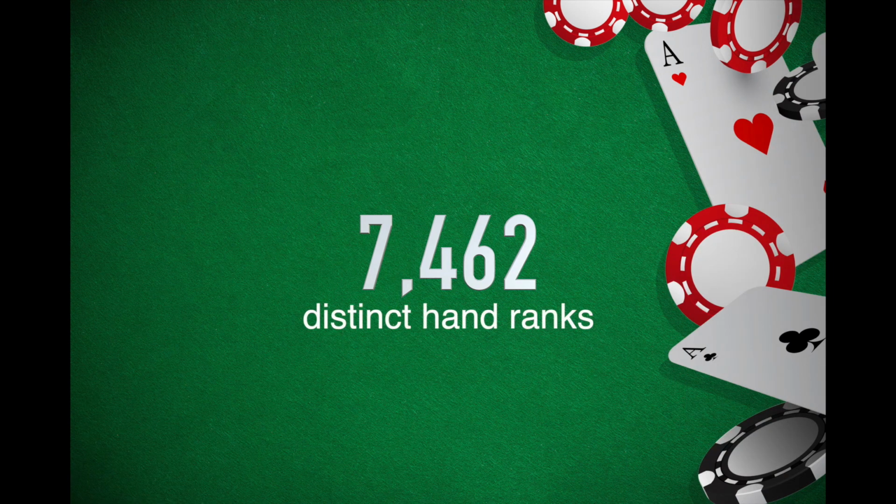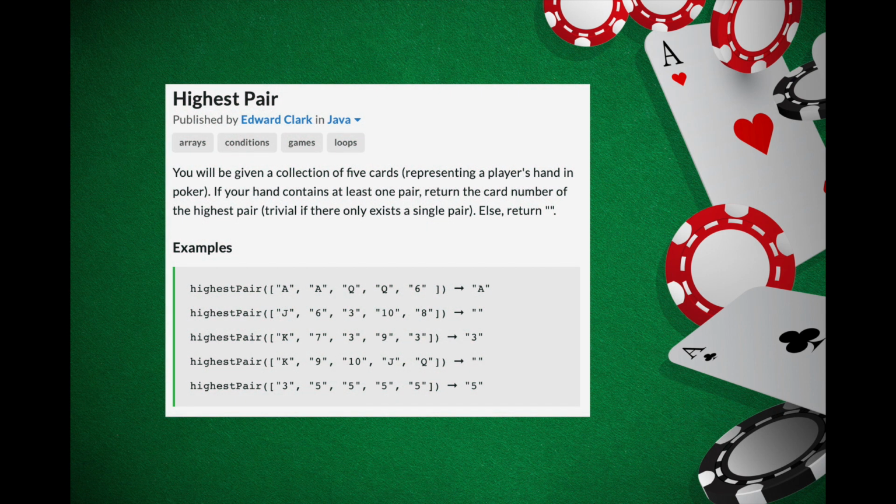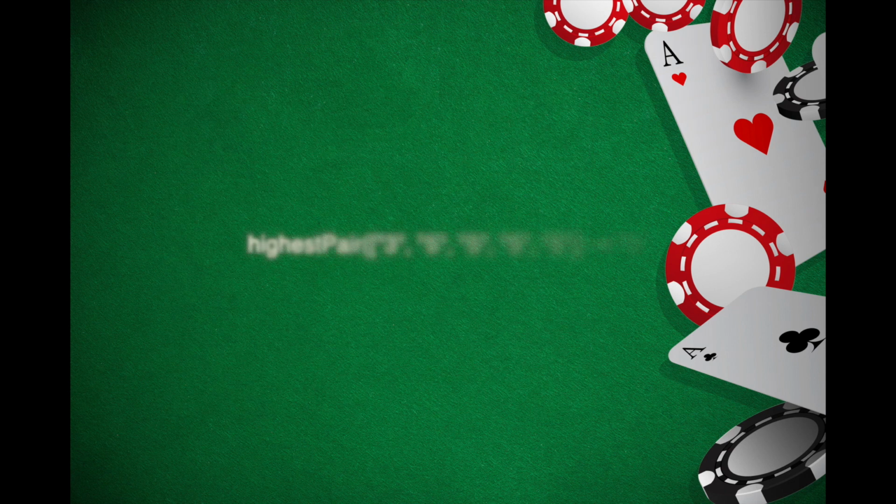But I can't play poker. Don't worry. For the purpose of this challenge, you won't need to know how to play poker. Your task is to write a method that receives a player's hand of cards, represented by an array of 5 strings, each string representing the value of a card. If your hand contains at least one pair, return the card value of the highest pair. Hands with 3 or more of the same card still count as containing a pair, as in this example.